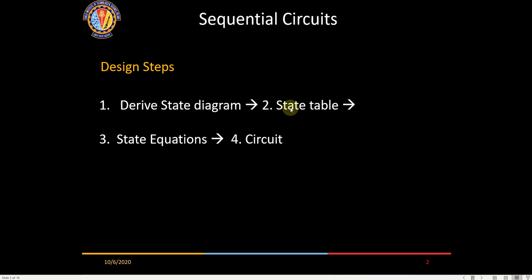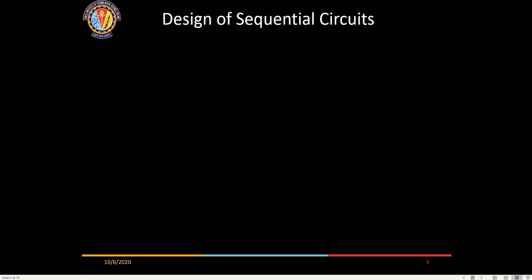A state table is a table which relates the previous state with the next state. We'll see each one of them in detail. Then from the state table you may make state equations. State equations will help you in implementing the circuit which is required to implement the machine, and then the final implementation of the circuit. So these are the 4 steps involved in designing any sequential circuit. We will see what each one of them is.